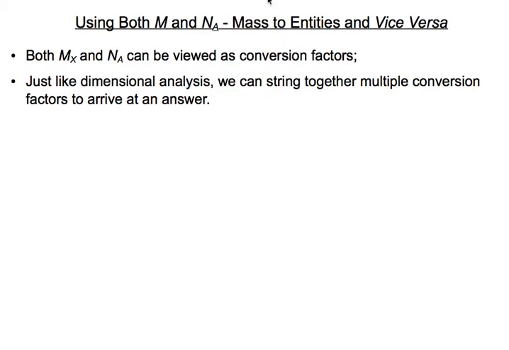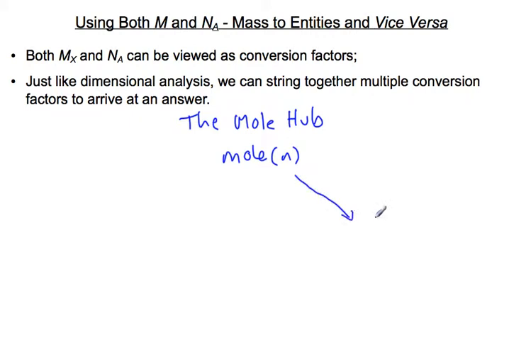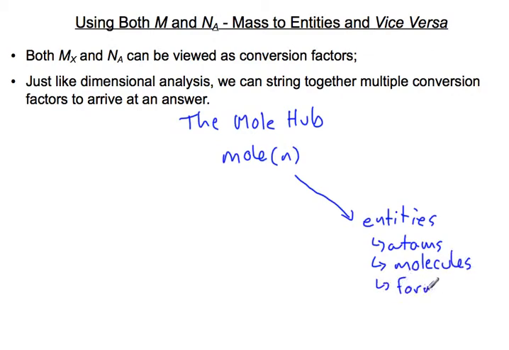First thing I want to show you is something known as the mole hub. The mole hub is just a simple little visual that might help you find your way, so to speak. It's kind of like a bit of a map. At the top center of the mole hub is the mole, symbol N. And we can get down to entities. These entities, if you recall, are things like atoms, molecules, or formula units, ionic formulas.